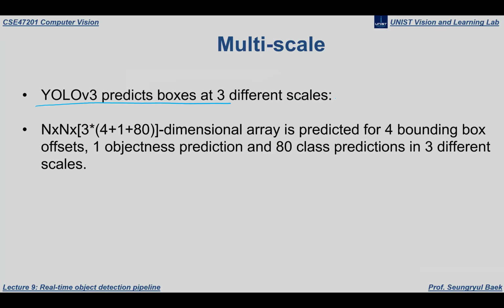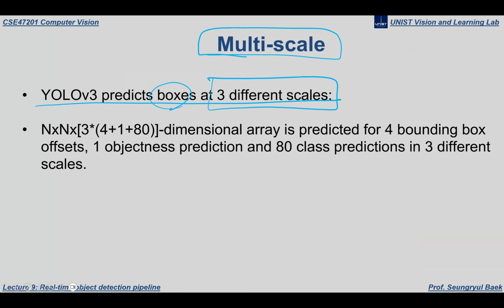YOLO version 3 actually predicts boxes at 3 different scales. As I told you, multi-scaleness is very important for an object detector. In images, even though objects have the same semantic classes, their scales can vary. So to capture them effectively, the model has to consider this multi-scaleness.